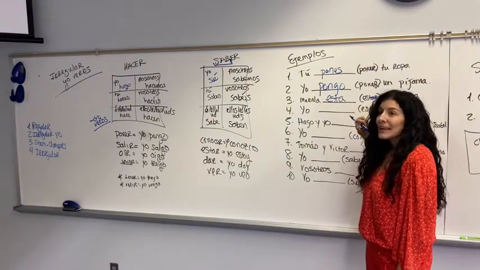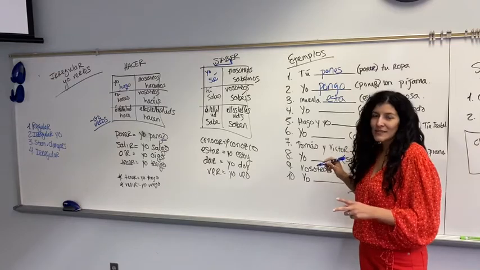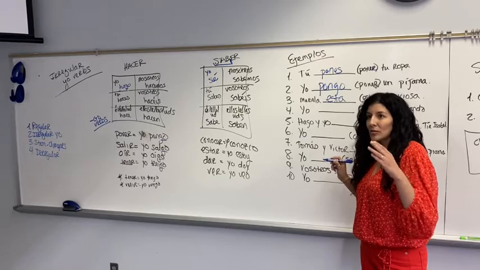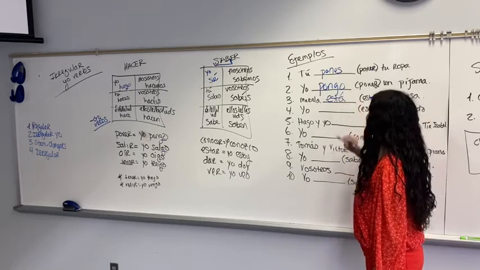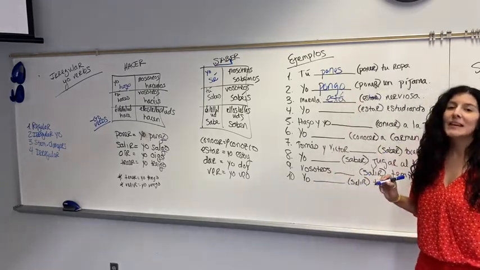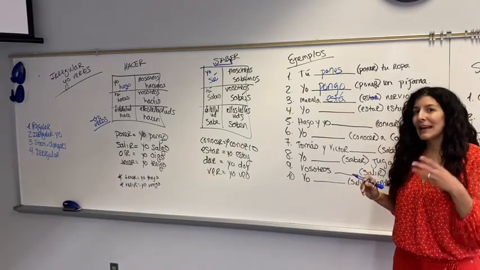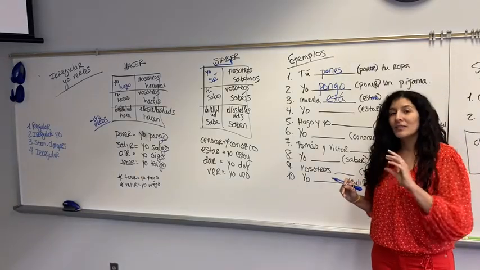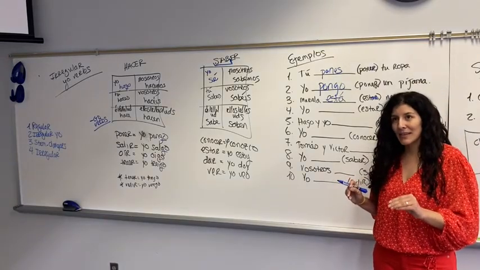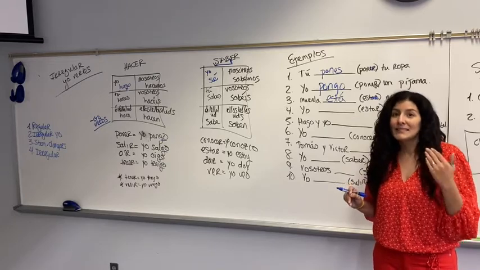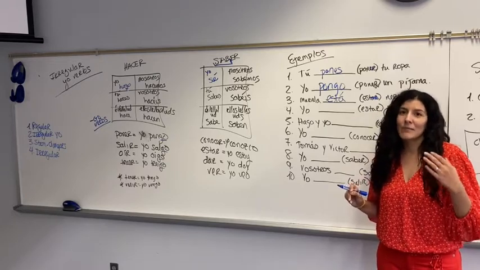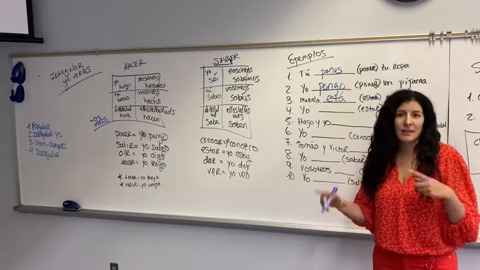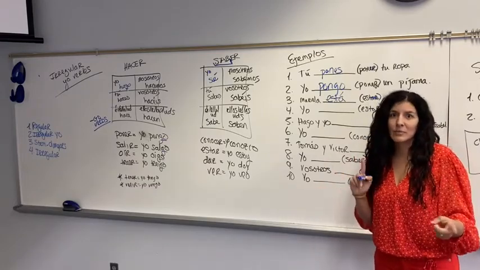Now, estar has accent marks on all of the forms except for the yo and the nosotros form. So in this case, we would need an accent mark. This is to indicate the difference between esta and está. Esta, no accent mark on the A, means this. Está, accent mark on the A, means is. So again, the accent mark indicates that there is a difference in meaning between two words.